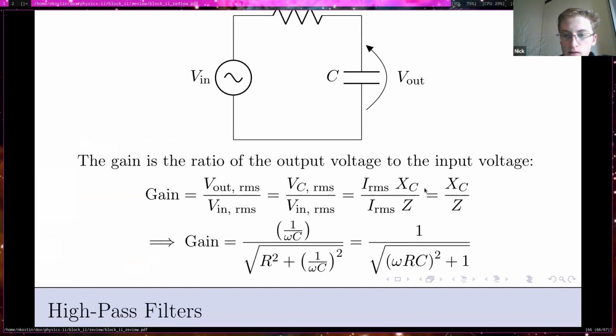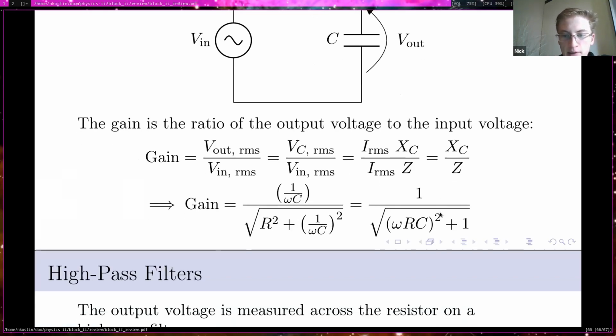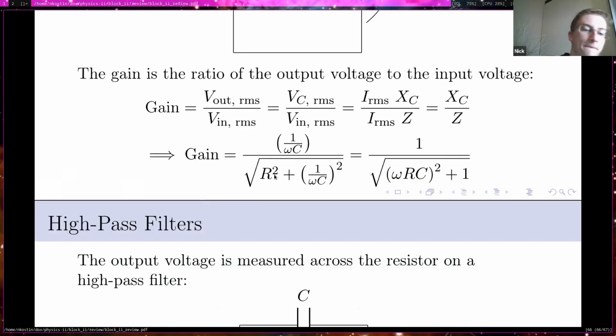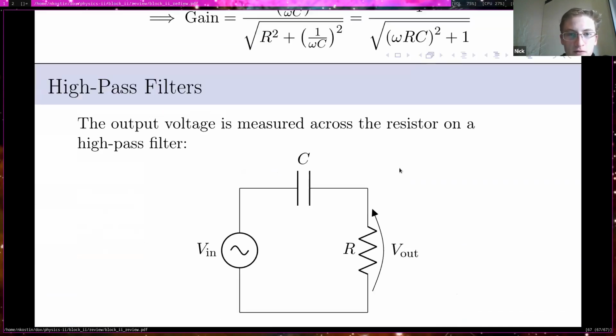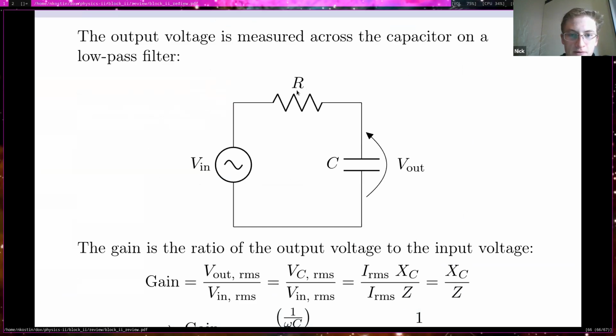The I's cancel, and I have XC over Z, and I got this equation that we applied in Wednesday's studio. And same thing, or slightly different thing for high pass filters. All that changes is the placement of the resistor and the capacitor.